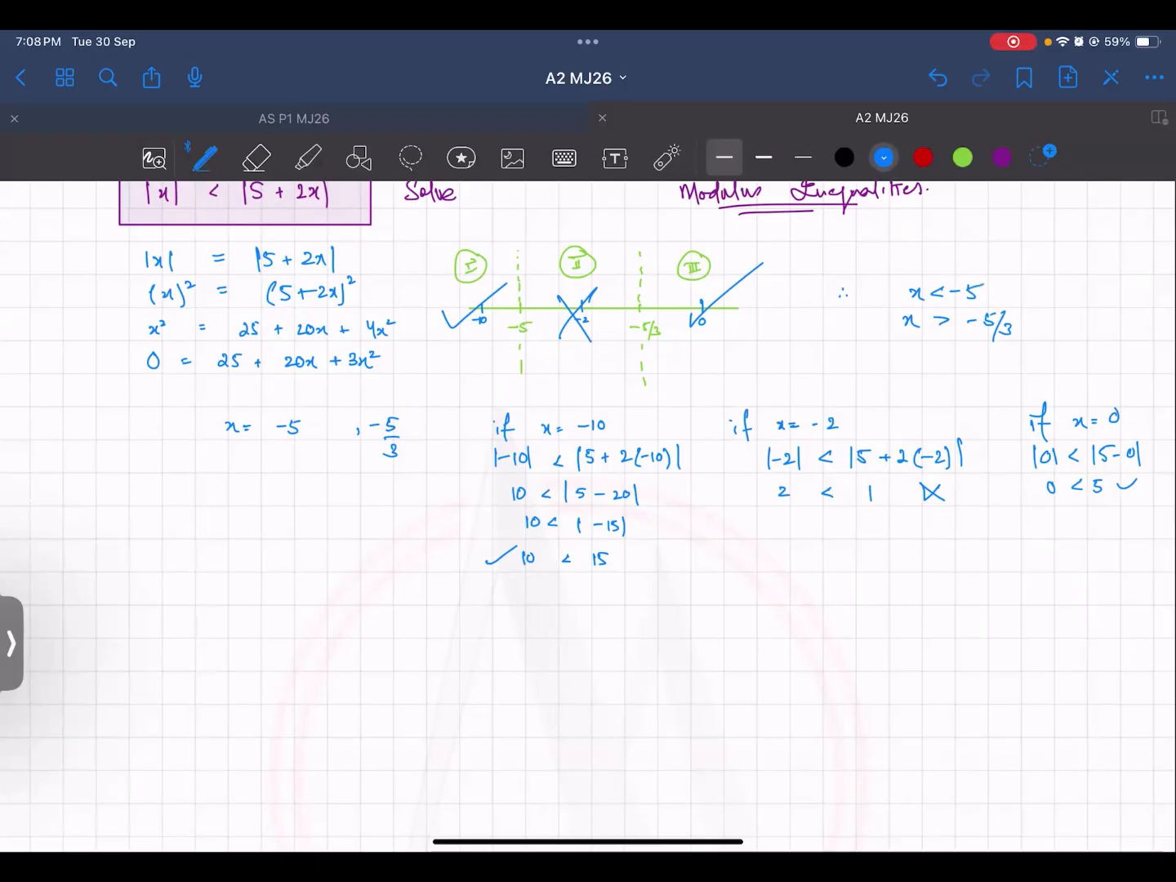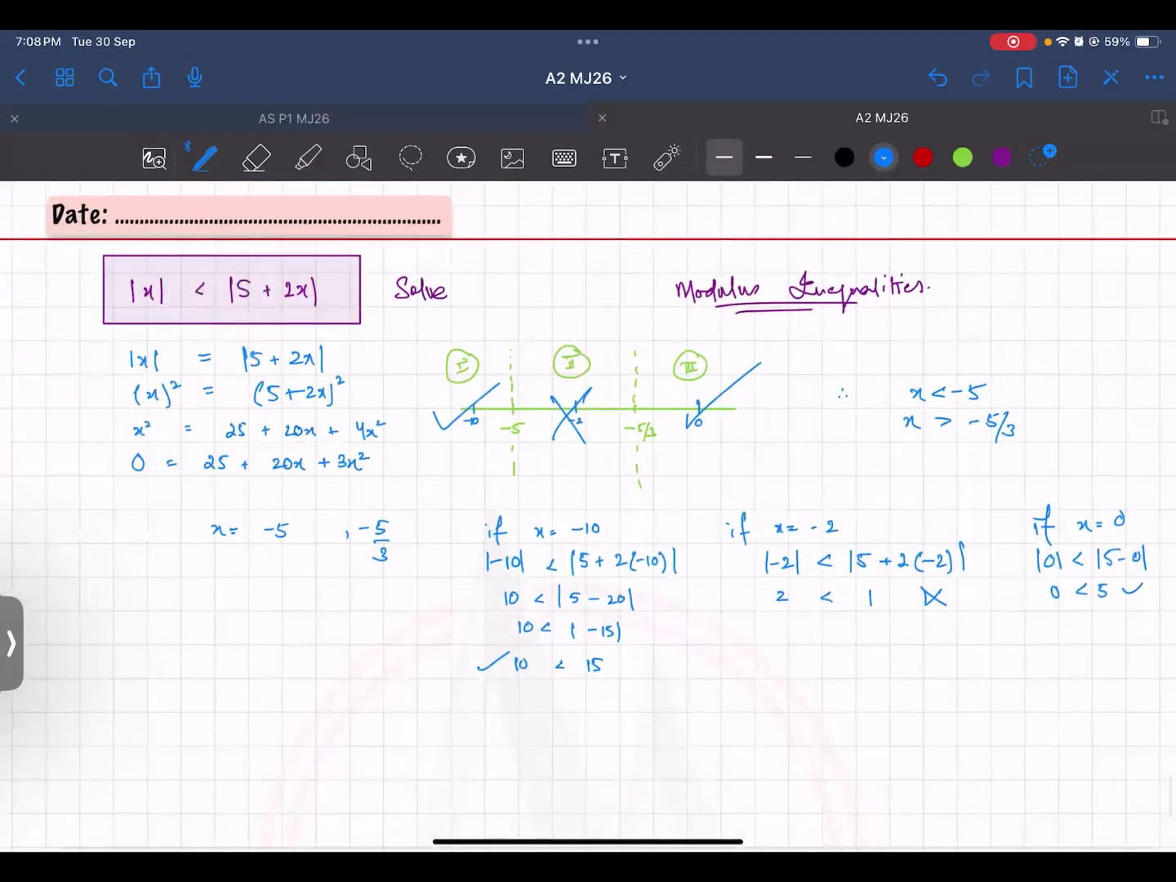Okay, do you get it? Yes, sir. So you find the roots the usual way, squaring on both sides, finding the roots, and then plotting them on a number line, finding the different regions, then taking random values from the different regions and inputting them back in the question. The parts which satisfy your question are part of the solution. The others are not. This is your answer.